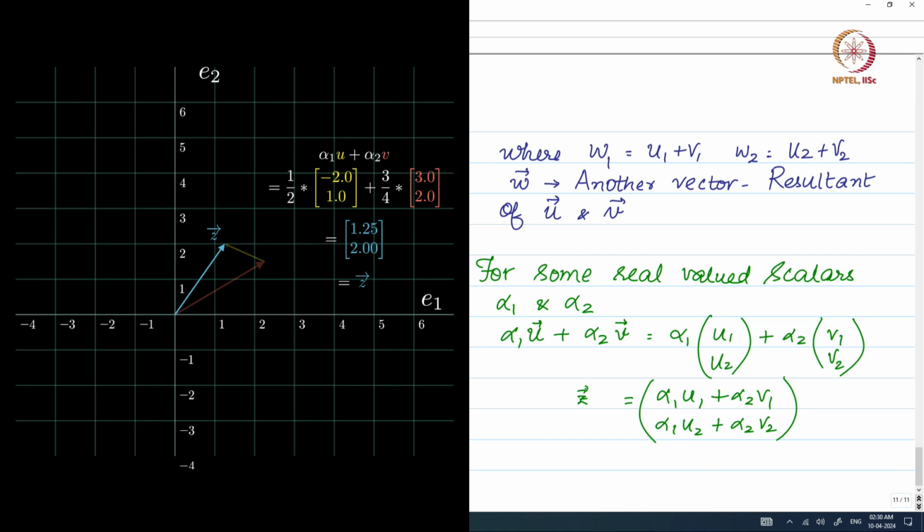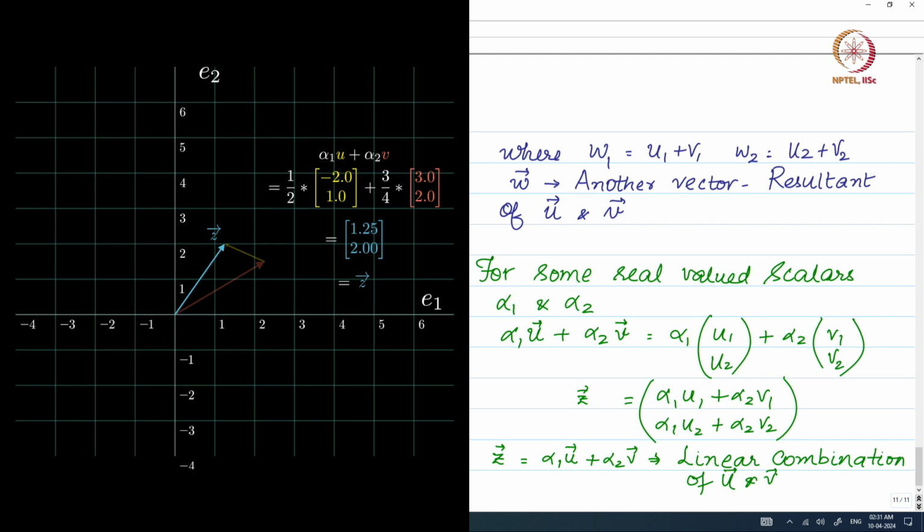The vector z is going to be alpha 1 u1 plus alpha 2 v1, alpha 1 u2 plus alpha 2 v2. So, what we see is z is also another vector. So, z is given by alpha 1 u plus alpha 2 v. We say that z is obtained as a linear combination of the two vectors, I mean of the vectors u and v. So, we say linear combination of u and v. Is that okay?